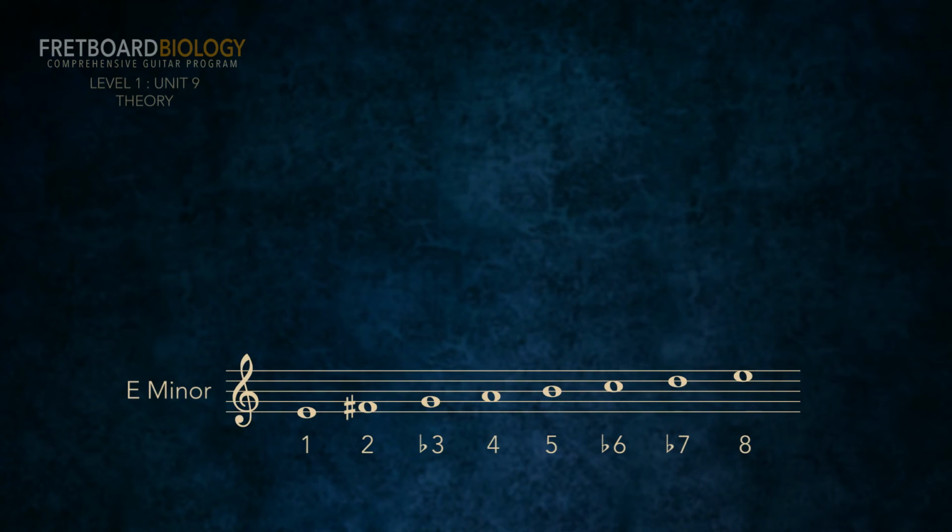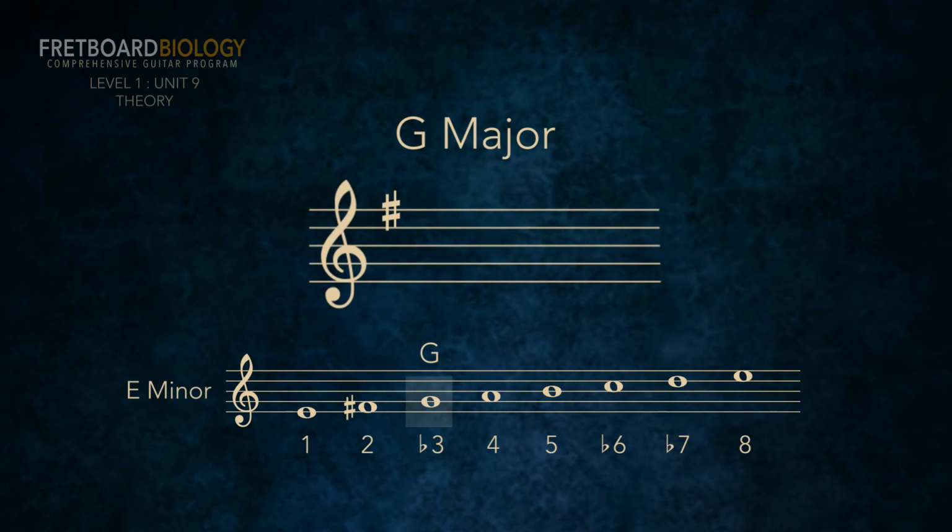Let's look at E minor. What's E minor's 3rd scale degree? It's G. Therefore, G major is E minor's relative major. What's G major's key signature? 1 sharp, and that's F sharp. Therefore, E minor's key signature is 1 sharp, F sharp.